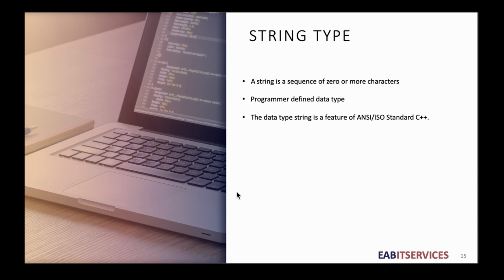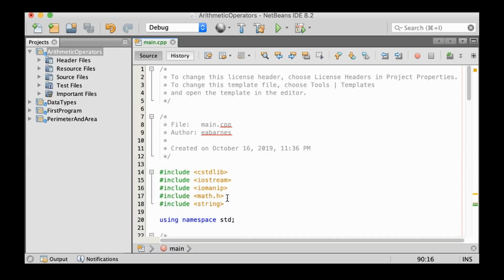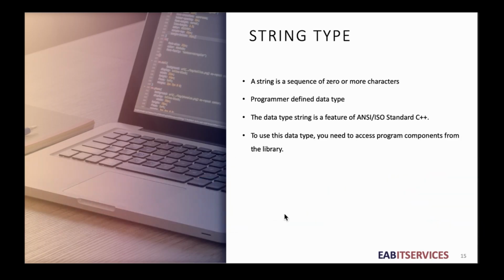Now, the data type string is a feature of the ANSI or ISO standard, that is the C++ standard. We've spoken about the ANSI and the ISO, so you know what they are. To use this type, you need to access program components from the library, which we have already talked about. So for you to be able to use it, you do hash include string to tell the compiler that we are going to use a string within our program, and therefore the preprocessor has to process that directive for us.